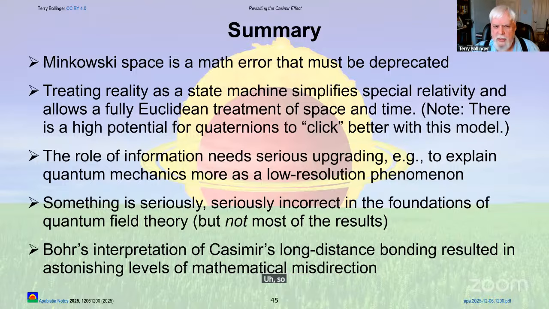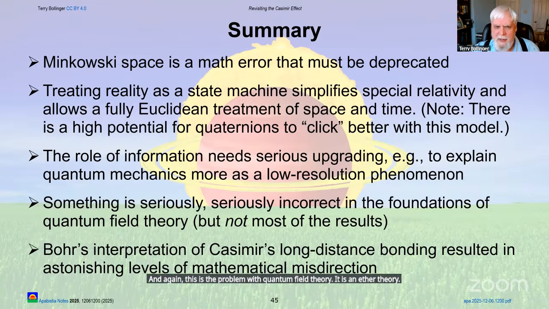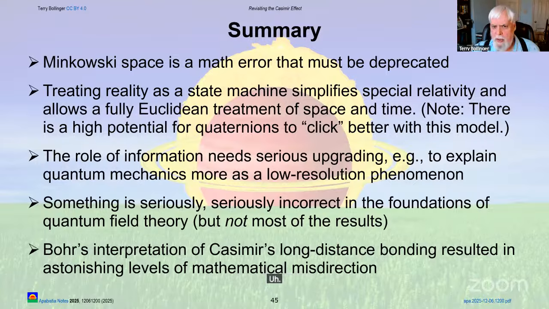So we stop using this idea of we've got to get away from the ether. And again, this is the problem with quantum field theory. It is an ether theory. Just look at it. It fills space with little devices that vibrate. That's an ether. So we need to get away from that. It may put us in weird turf, but we need to get out.